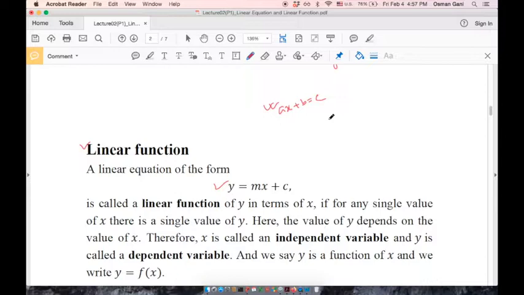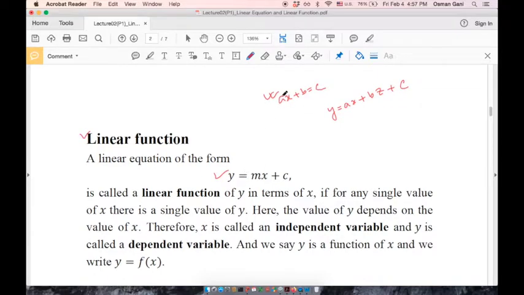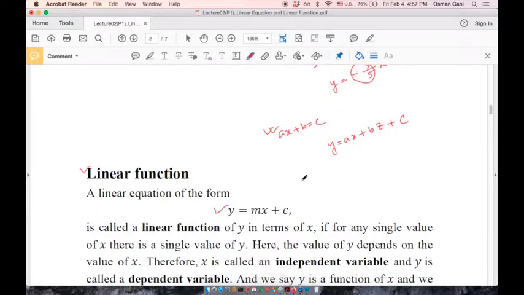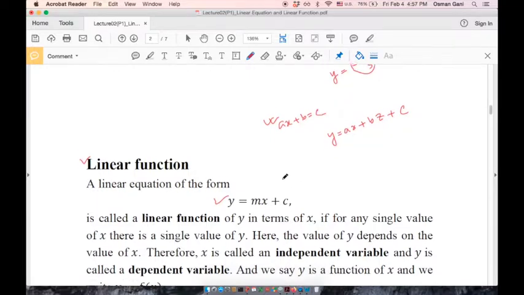If a linear equation is like this, let's say y equal to ax plus bz plus c, this is a linear function, where y is a linear function of x and z, and in this equation y is a linear function of x. So a linear equation in two or more variables, you can say a linear function.